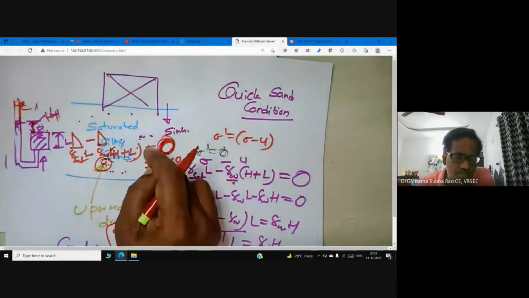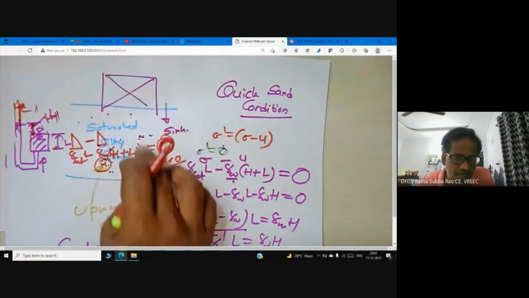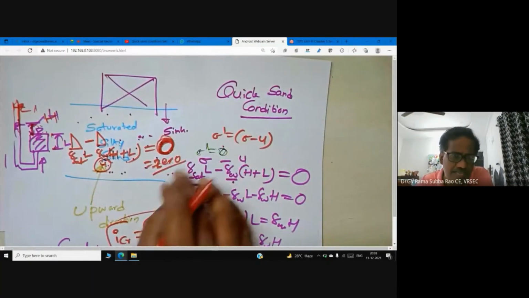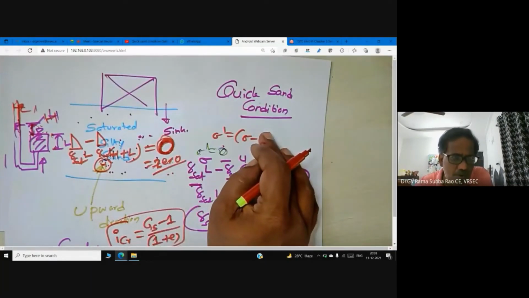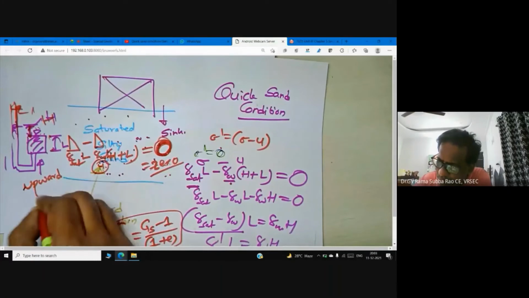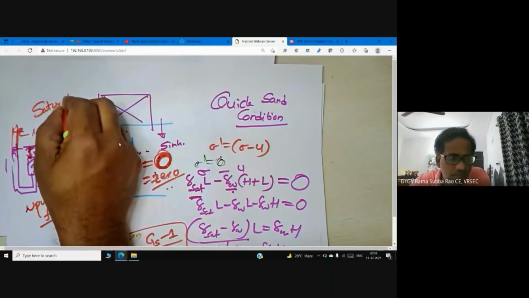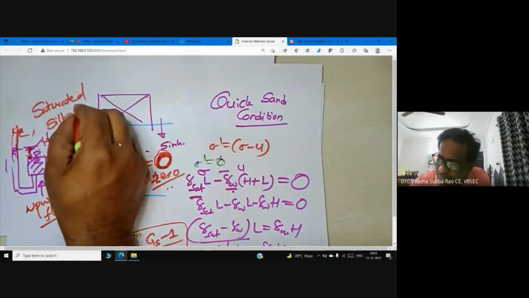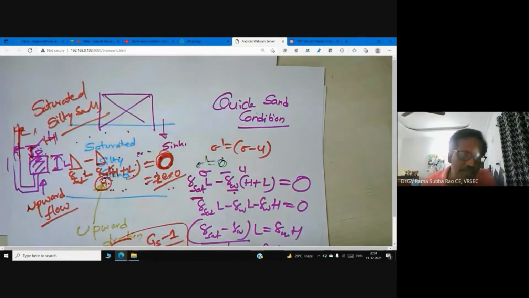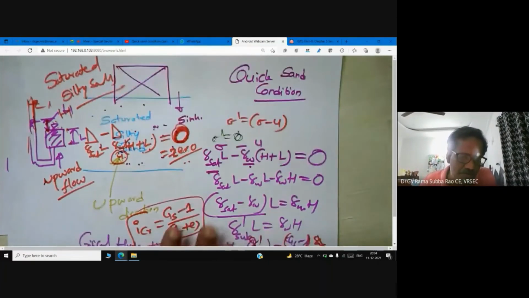The moment you see the effective stress becomes 0, soil particles lose contact, and the structure is going to sink. This critical phenomenon is called quick sand condition, and also called sand boiling. This could happen in case of upward flow in saturated silty sands. So finally, what is the formula for computing the critical hydraulic gradient?